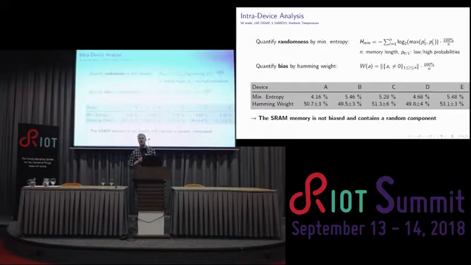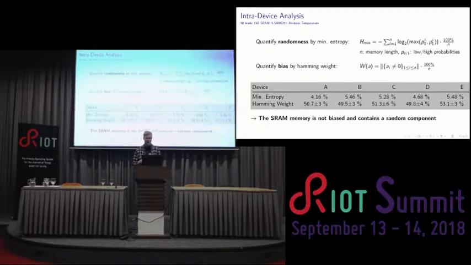So first, to analyze the intra-device variations, we compared 50 reads of 1 kilobyte memory on 5 different SAMD21 microcontrollers under ambient temperature. To quantify the randomness, we calculated the percentual min-entropy according to the formula here, which is the default formula, with n as memory length and p as probability for startup states of the memory cell. Furthermore, we quantified the bias by the percentual Hamming weight. The Hamming weight counts the number of non-zero bits of a pattern and indicates whether all cells, or the majority of cells, are always pulled down to zero or up to one.